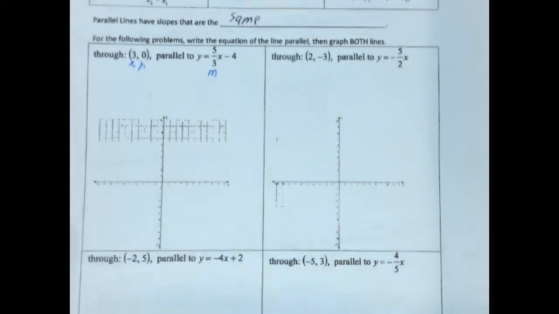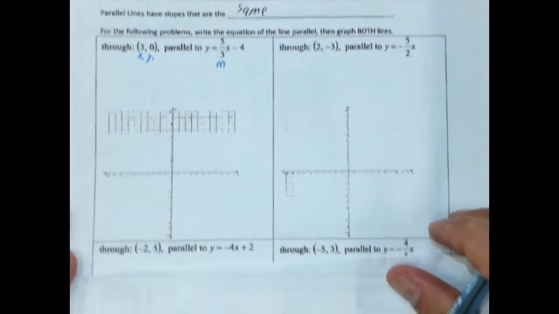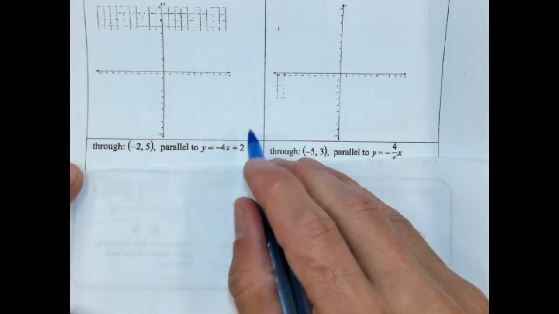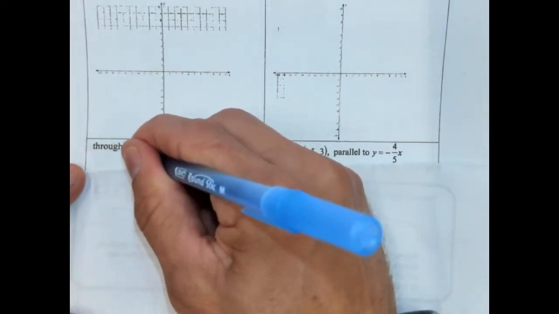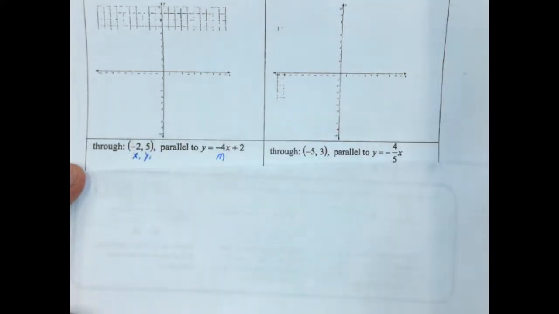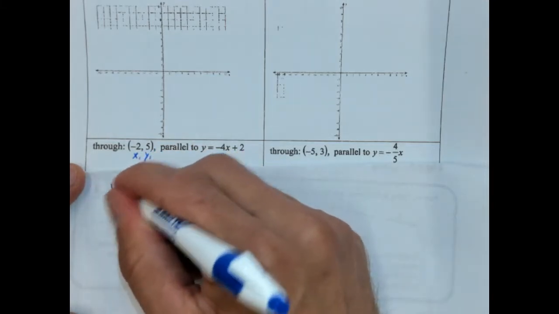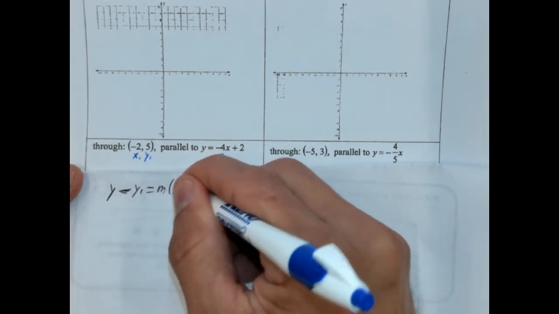All right, let's do this other one. So, let's fold this, I guess. It's the same exact format here. We have a point. We know it's parallel to this, so if it's parallel, this is going to be our rate of change. So here we go, x1, y1. Okay. And we're going to write the formula. y minus y1 equals m parentheses x minus x1.